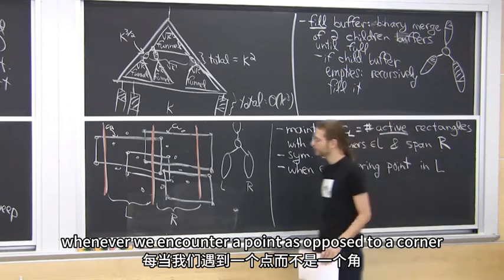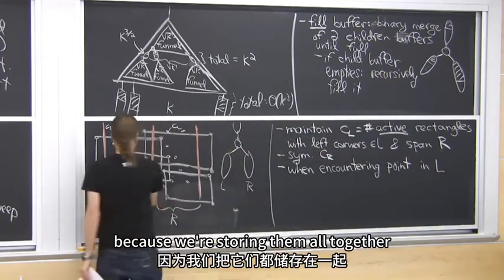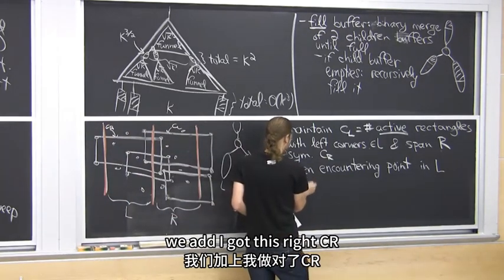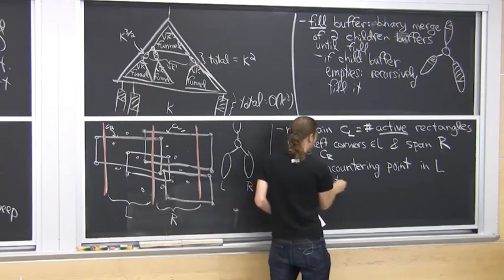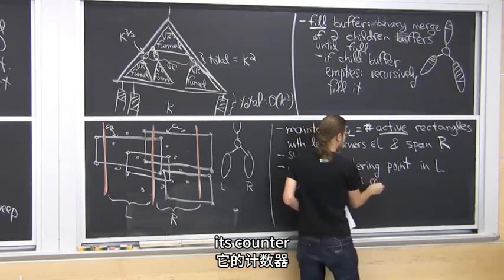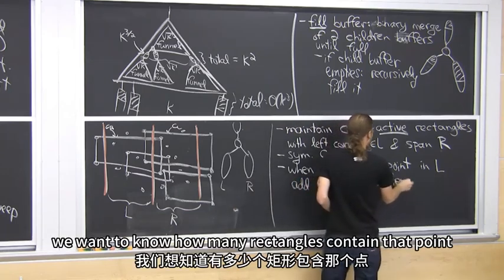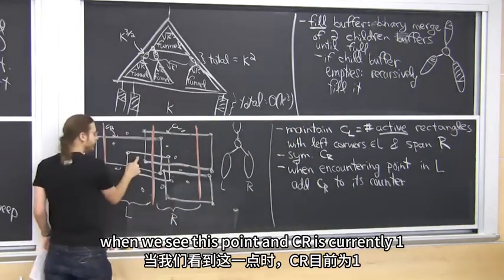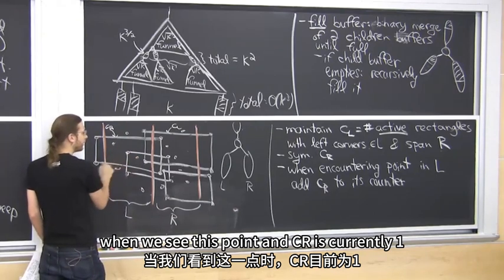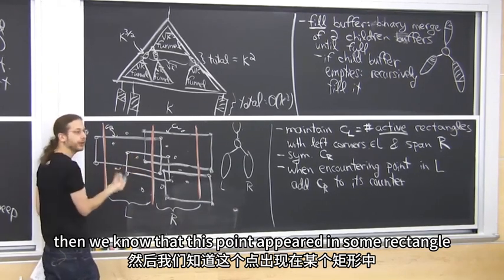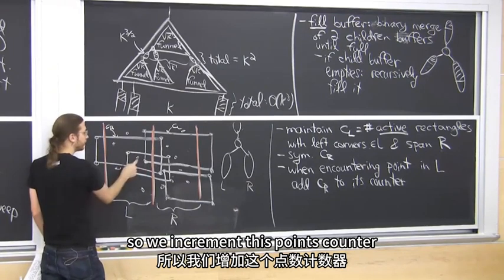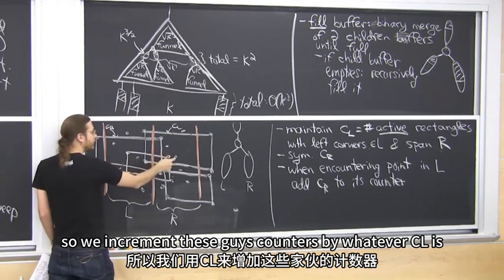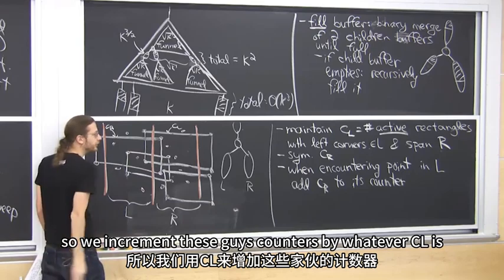is whenever we encounter a point as opposed to a corner, because we're storing them all together, we add CR to its counter. We want to know how many rectangles contain that point. For example, when we see this point and CR is currently 1, then we know that this point appeared in some rectangle that spanned L. So we increment this point's counter. Similarly, when we see these points, CL is positive, so we increment these guys' counters by whatever CL is.